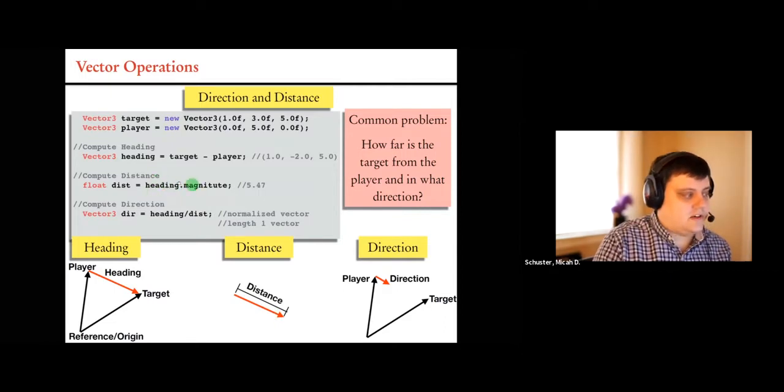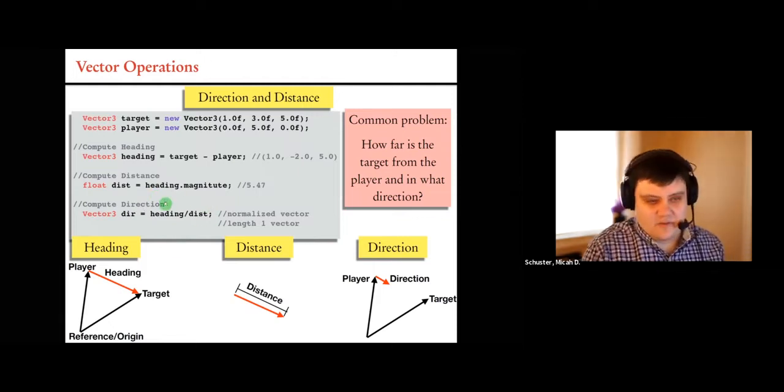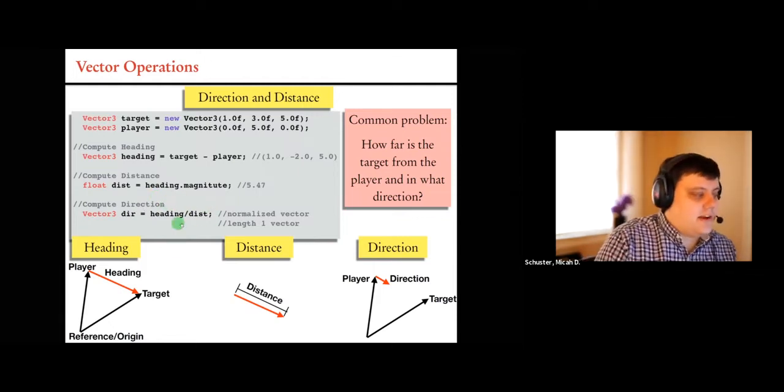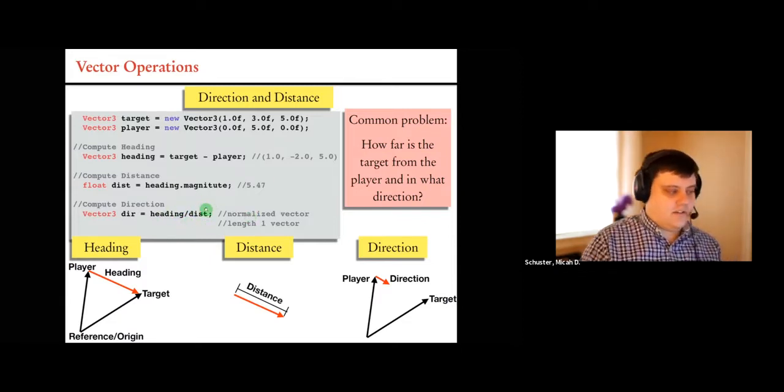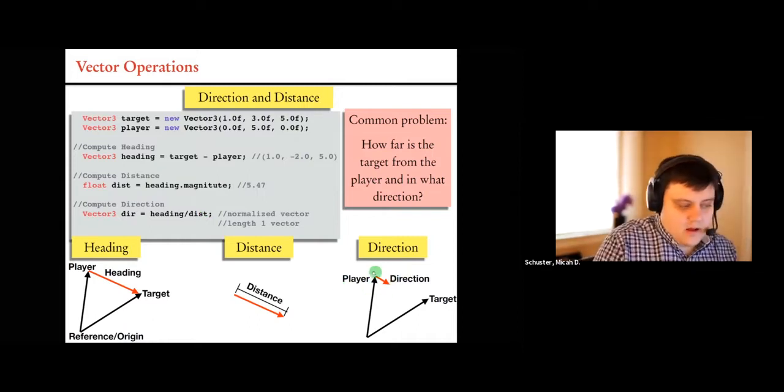So you take your vector dot magnitude. That gives you the distance. And for the direction, you would compute a normalized vector, which just has a length of 1. That's all a normalized vector is. There is a function for doing normalized. You could say heading.normalize, but all that means is it's dividing by the length. So you take the vector, divide by its length, then you get a single unit vector, and it's pointing in the direction of the target.